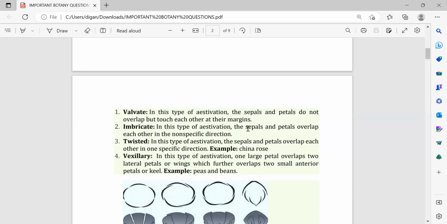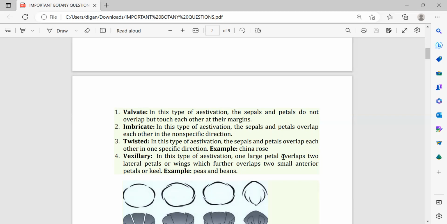Imbricate, in this type of estivation, the sepals and petals overlap each other in a non-specific direction. Here the petals or sepals overlap each other. Look here, one end is inside, the other end is outside. Like that, every petal or sepal overlaps each other. Twisted. Here the sepals and petals overlap each other in one specific direction. So one petal is completely overlapped, means it comes inside, and one completely comes outside.